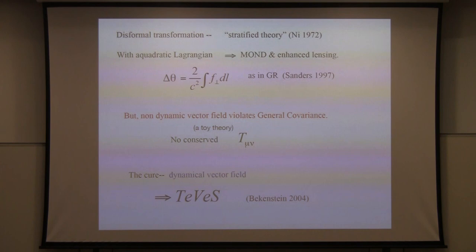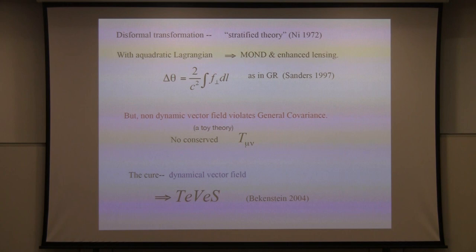And this was a theory with only a scalar field. And he got the correct gravitational lensing by making this disformal transformation. And so you can do the same thing with MOND. Stratified theory, by the way, with only a scalar field certainly didn't work because there were many local gravitational effects which could only be explained by general relativity.